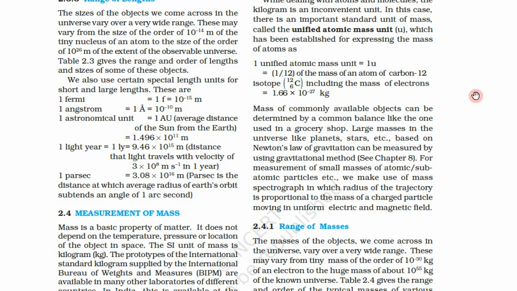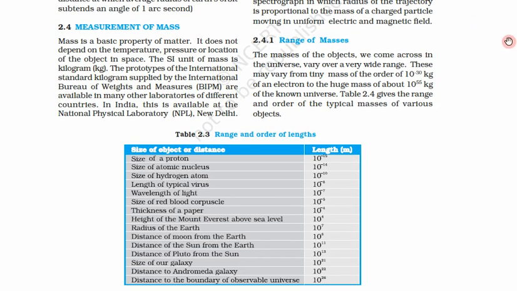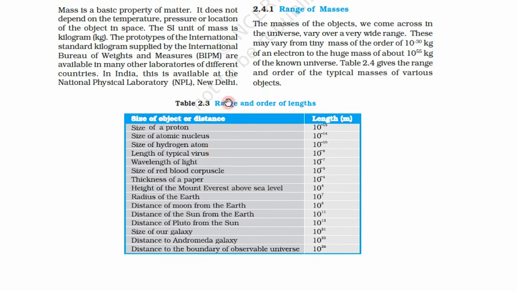Now let us come to the next topic, that is measurement of mass. But before measurement of mass, let us see some ranges of the length. So let us start with the smallest. Smallest thing is the size of proton, that is 10 to power minus 15 meter. Bigger than that, definitely protons are in nucleus, so this nucleus is bigger than that, 10 to the power minus 14 meter. Size of hydrogen atom, this is 10 to power minus 10 meter.